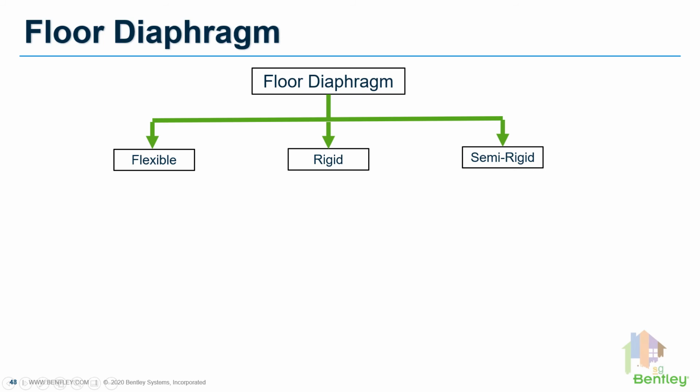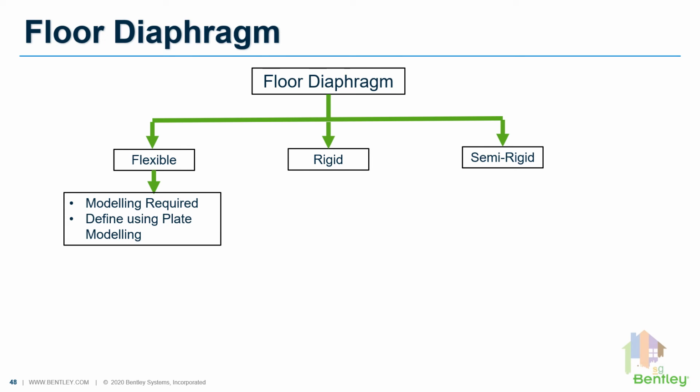There are different types of diaphragm like flexible, rigid, semi-rigid. Some software like RAM Structural System allows you to define a pseudo-flexible diaphragm also. What type of diaphragm should be used in the model? That depends on several criteria. Instead, you can define a slab using plate elements and that will behave like a flexible diaphragm.